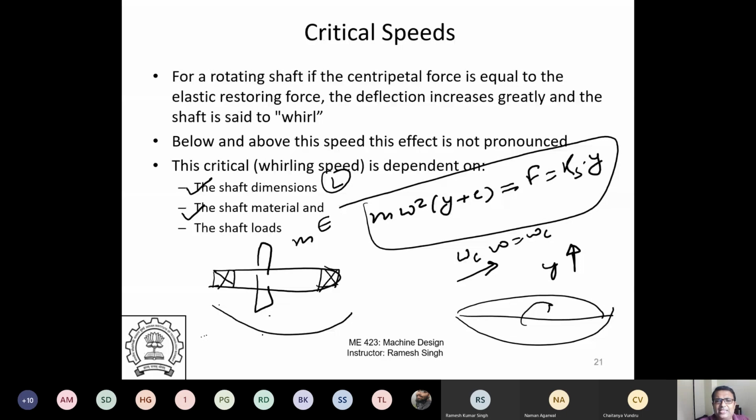This is an entire field by itself, rotordynamics, but what we will do is we will just brush upon it so that we understand the criticality of the situation, right? These things need to be accounted for whenever we use shaft designs.